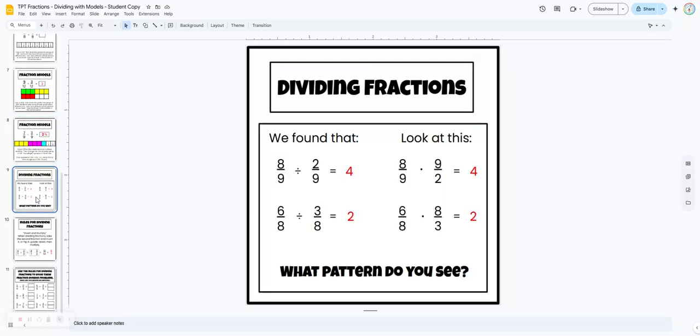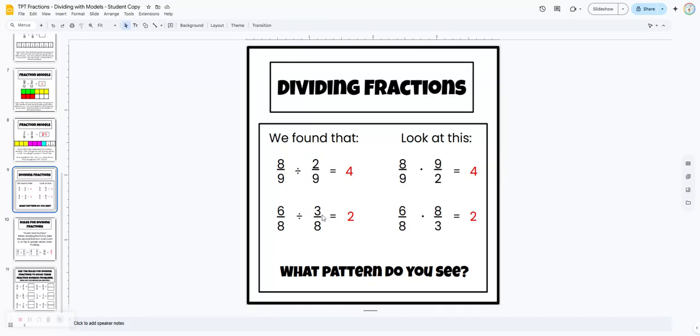Now, when we get to the next slide, we're going to have students look at some patterns. So we found out that 8/9 divided by 2/9 equals 4. If we multiply 8/9 times 9 over 2, we also get 4. So what happened here? 6/8 divided by 3/8 we found out was 2, but 6/8 times 8 over 3 also equals 2.